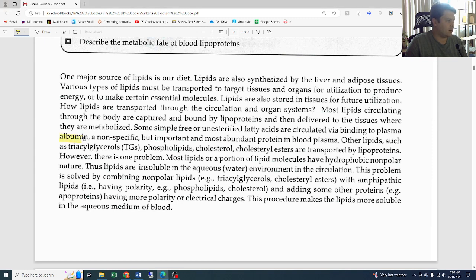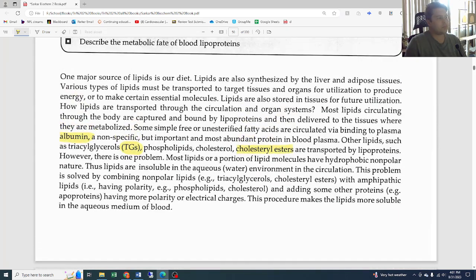Plasma albumin is one of the most important proteins in the blood for maintaining our blood volume and for maintaining the osmotic pressure of our blood. You'll learn more about that in physiology. Binding to plasma albumin is non-specific, but albumin is important and the most abundant protein in blood plasma. Other lipids, such as triacylglycerols, TGs, remember triacylglycerols are the same thing as triglycerides, phospholipids, and cholesterol esters, remember this is the storage form of cholesterol, are transported by lipoproteins.